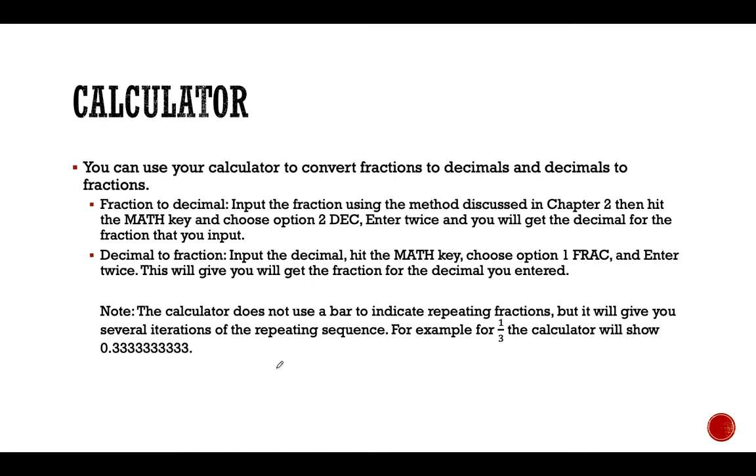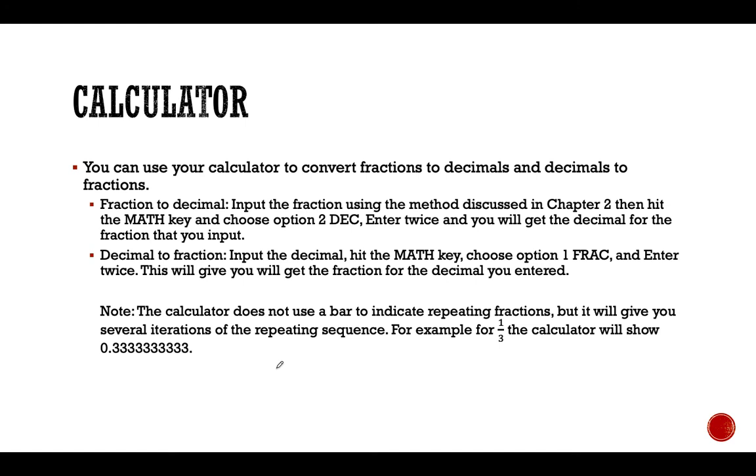If you want to go fraction to decimal, input the fraction using the method we discussed in Chapter 2, hit the Math key, and choose option 2, DEC. Hit enter twice, and then you'll get the decimal for the fraction that you input. If you want to do decimal to fraction, input the decimal, hit the Math key, choose option 1, FRAC, and enter twice, and that will give you the fraction for the decimal you entered.